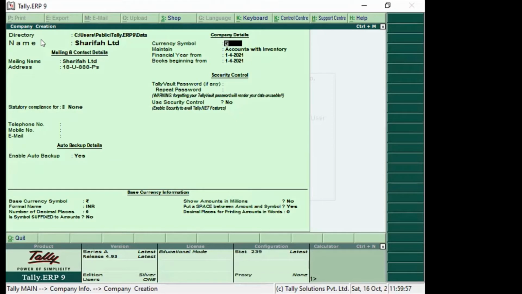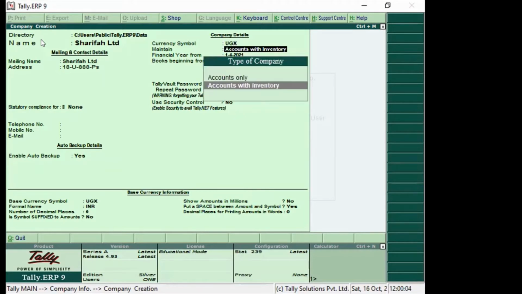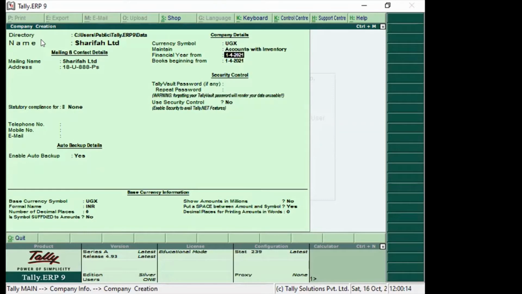Currency symbol. They said UGX, isn't it? UGX. Maintaining accounts with inventory. Here we maintain accounts with inventory because this company does want inventory. So it is okay to use accounts with inventory. Financial year starts from 1st January. So you say 1st January 2019, right? It will autofill in the second, meaning books begin from that same date.